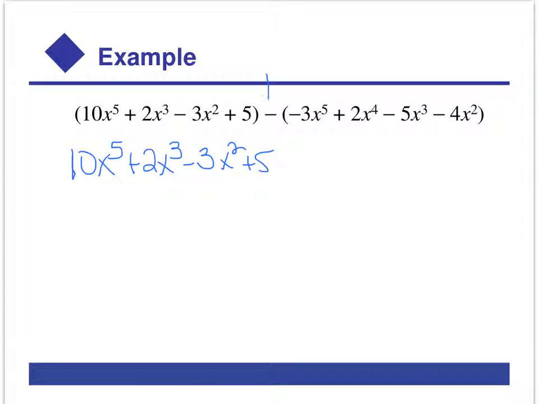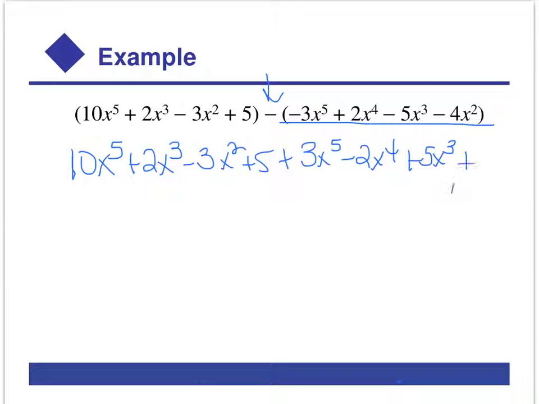Now, this right here, I'm going to change all these signs as I write them down. So that becomes positive 3x to the fifth minus 2x to the fourth plus 5x to the third plus 4x to the second. And then we just gather like terms.